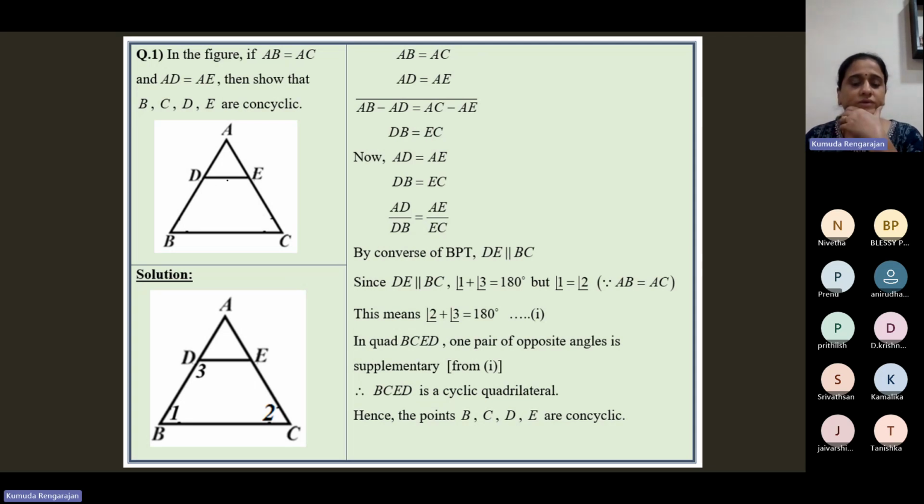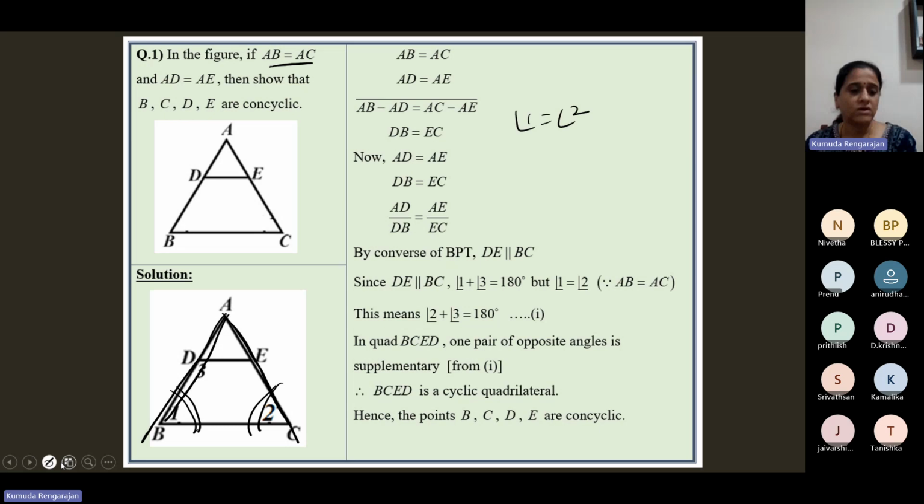Now we have to actually show that these points B, D, E and C are concyclic. I've numbered these angles 1, 2, and 3. Because AB equals AC, it's an isosceles triangle. That means angle 1 is equal to angle 2 because the triangle is isosceles. That is one result: angle 1 is equal to angle 2.